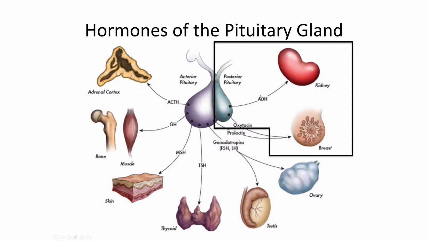We have TSH, thyroid stimulating hormone, which we'll talk about quite a bit later when we talk about the thyroid. Then we have our gonadotropins. These are the hormones that stimulate the reproductive system. And then you have prolactin, which again is part of the reproductive system and stimulates milk production after birth. So these are the major hormones from the pituitary. We're going to talk about some of those in depth in the next couple of slides.